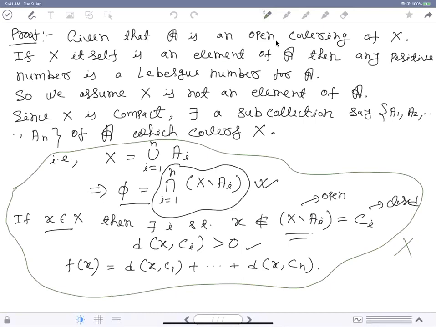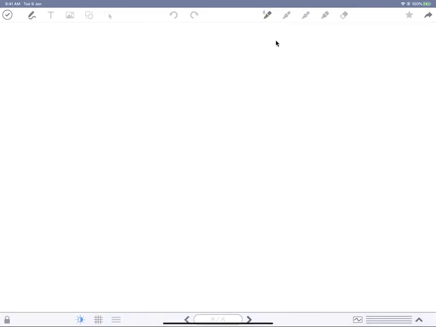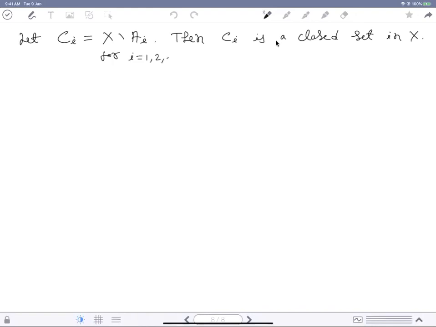So what we have: since X is compact, there exists a subcollection, say A1, A2 up to AN, of script A which covers X, right? Now we will actually define Ci, which is X minus AI. Now let Ci equal X minus AI. Then obviously Ci is a closed set in X, right? And this is for I equal to 1 up to n.